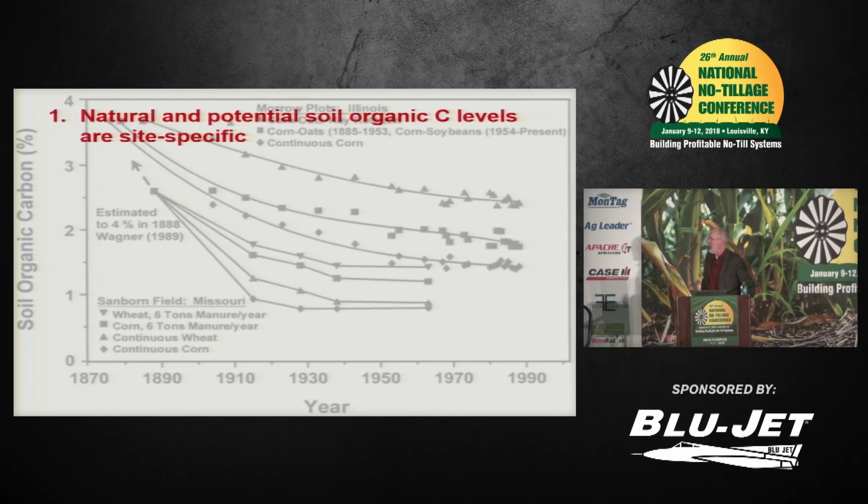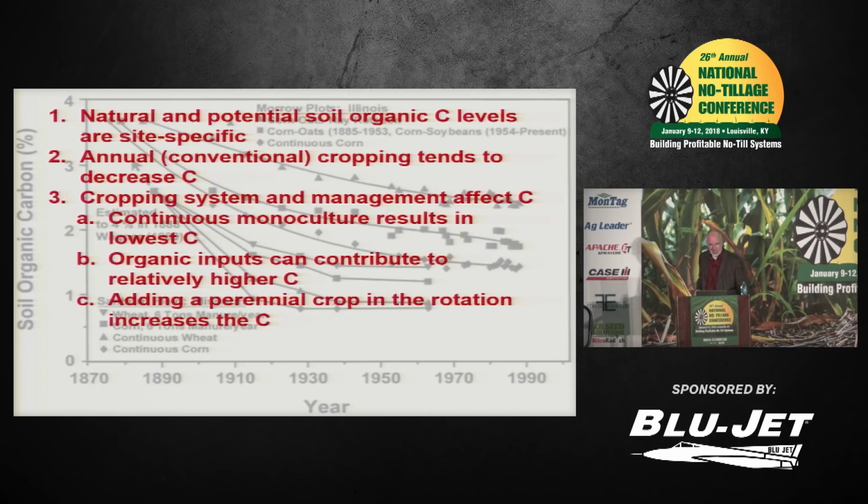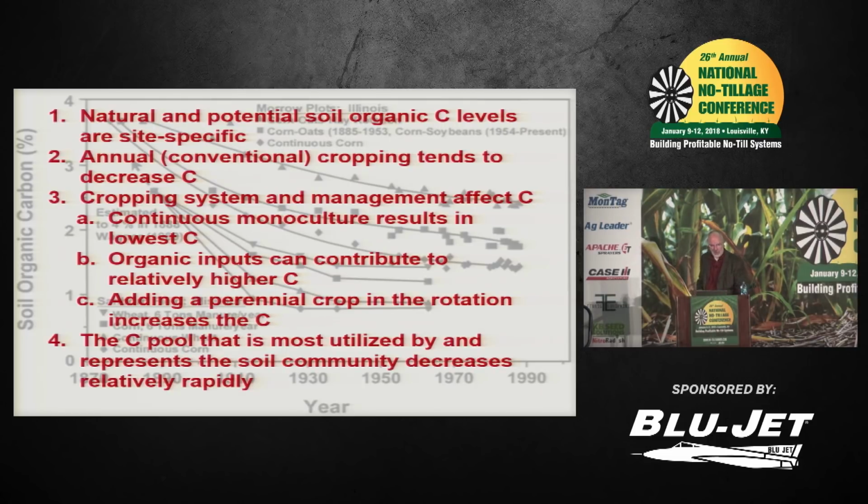So what are some assumptions we can make from that? Some conclusions we can draw from that. We know that natural and potential soil organic carbon levels are site-specific. It depends on where you are in the world, your soil, your climate primarily. Annual cropping, conventional cropping tends to decrease carbon, and management is important. There were different management systems there. Some included additions of manure. Some were more complex. Some had a period of perennial hay crop in there. Those will all tend to slow the decrease in carbon, but nonetheless carbon will decrease.